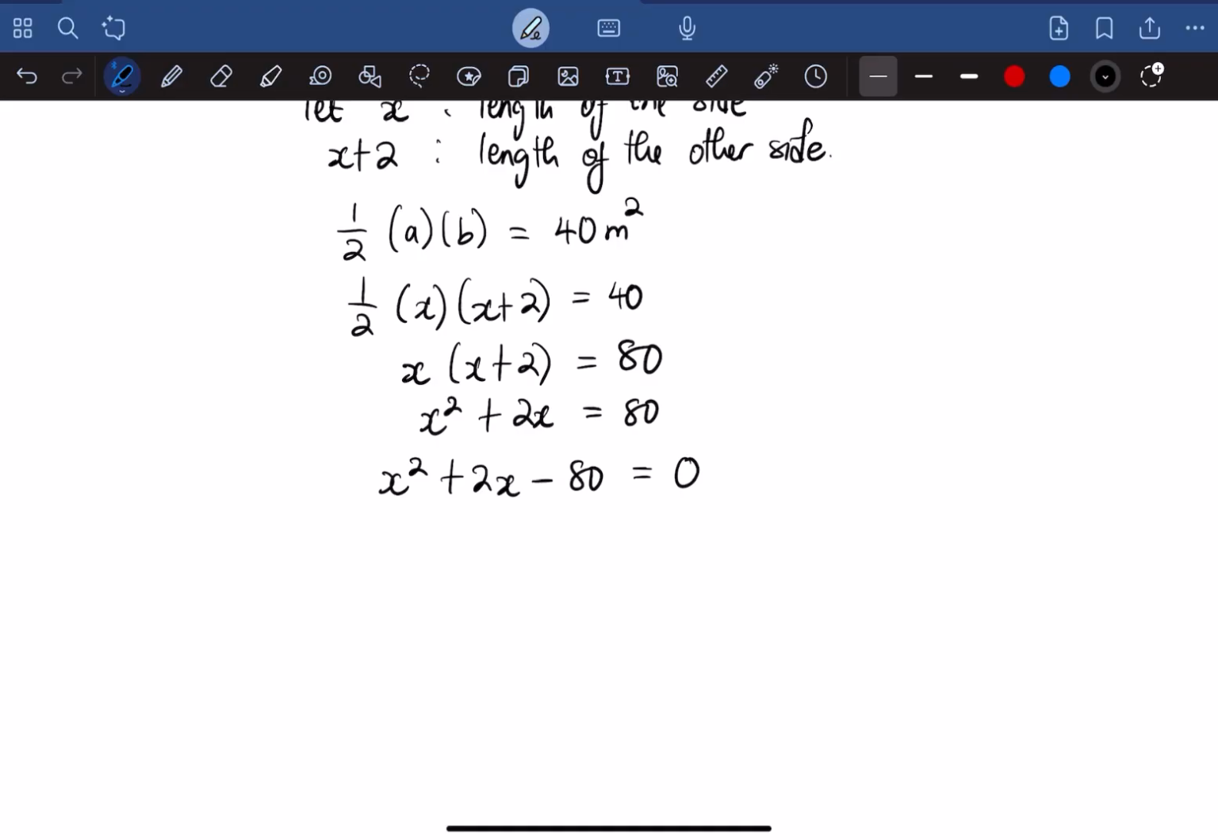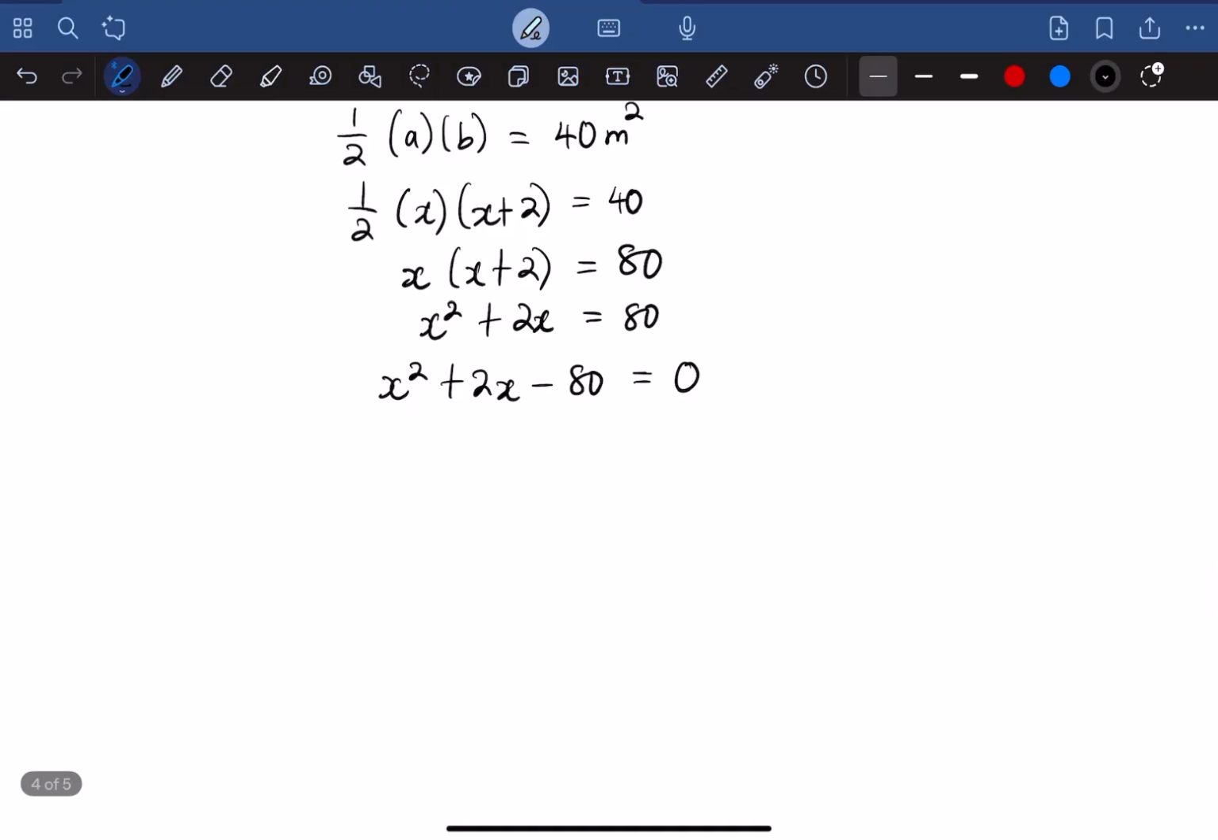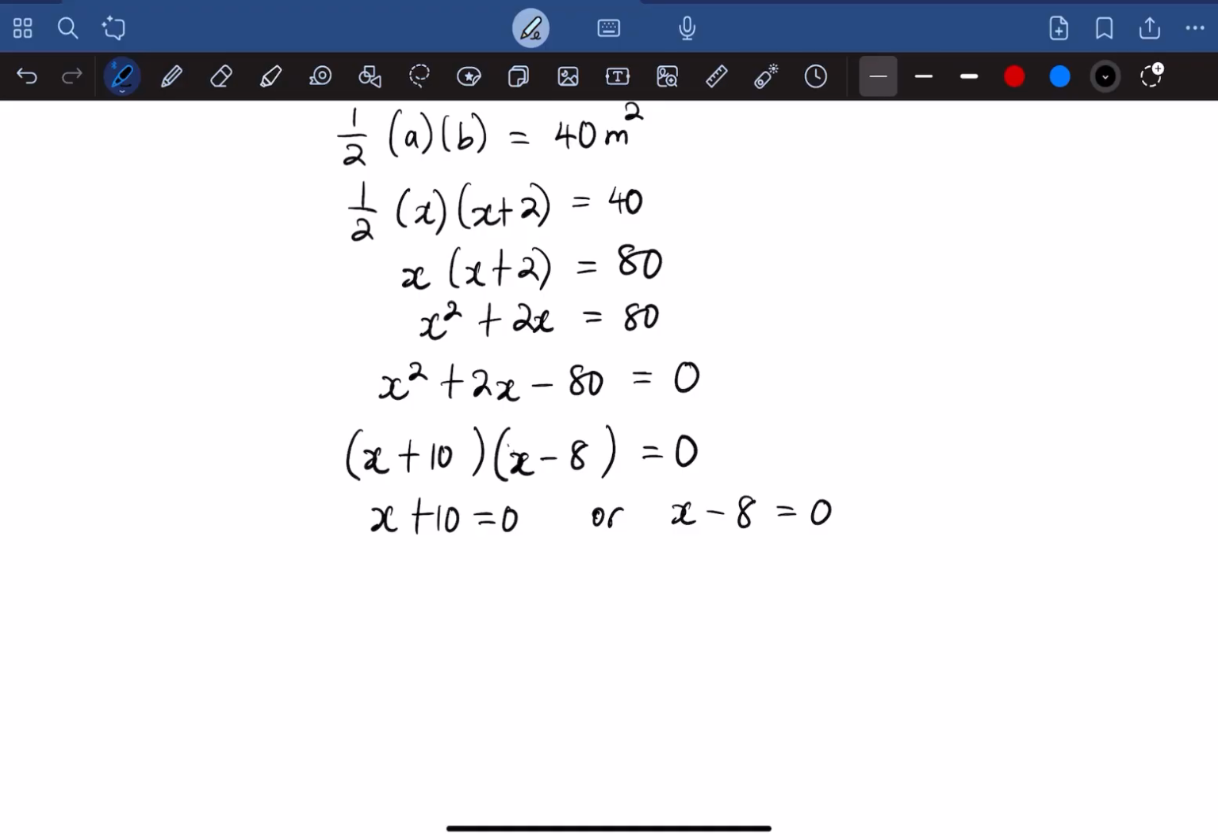Then I'll look for two factors such that if I multiply them, I get negative 80, but if I add them, I'll get a positive 2. And they're going to be in this format of x, x is equal to 0. And those two factors are 10 and negative 8. So that's x plus 10 and x minus 8. Then we get x plus 10 is equal to 0, or x minus 8 is equal to 0. That means x is equal to negative 10 or x is equal to positive 8.